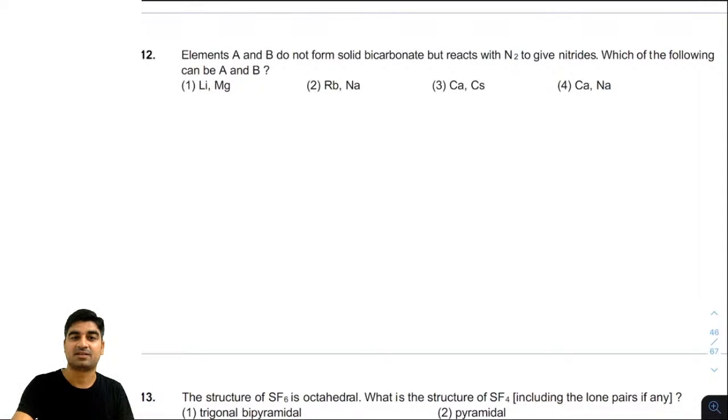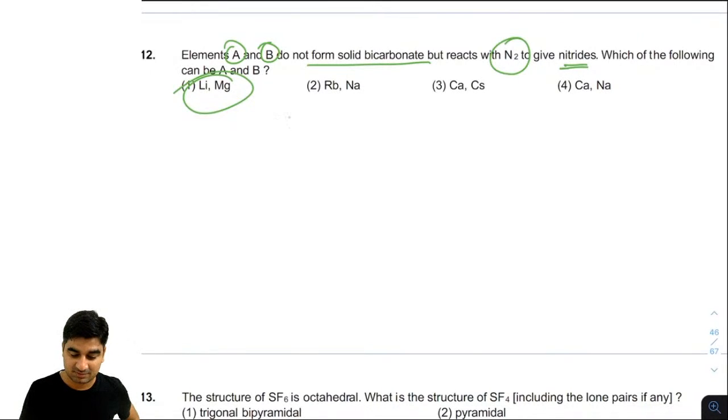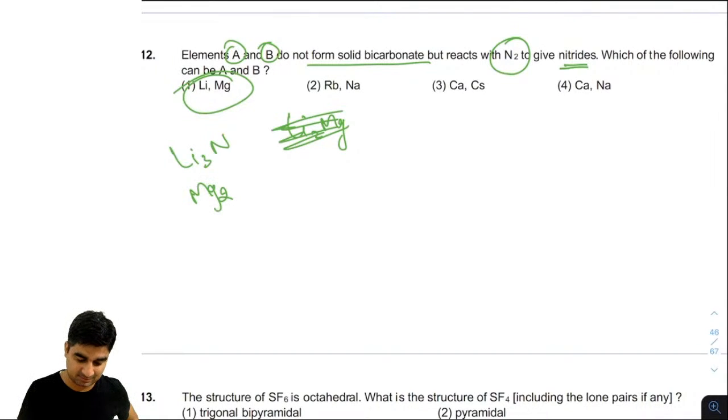Memory based. The elements A and B do not form solid bicarbonate but react with nitrogen to give nitride. So tell me, what forms nitride? Mg3N2. So you have to remember all these things.